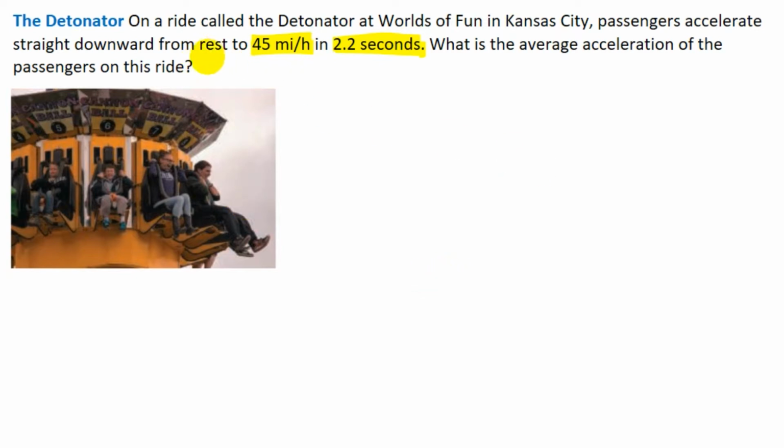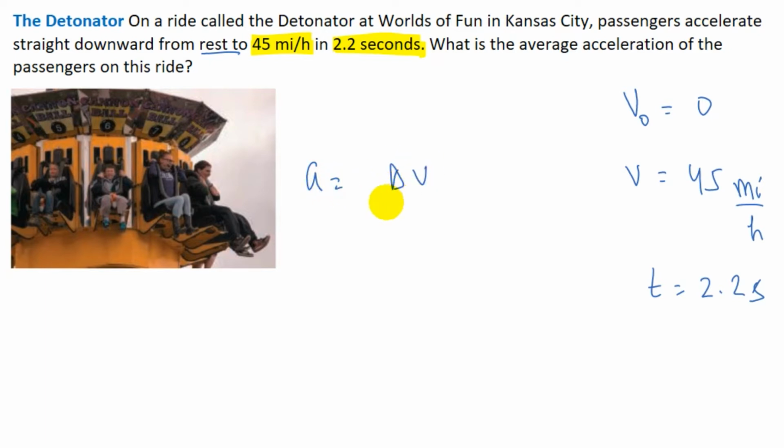We are given that it starts from rest, so initial velocity V0 we can equate to 0. The final velocity becomes 45 miles per hour. And the time it took to achieve this velocity is 2.2 seconds. Now acceleration, we know it is delta V over delta T. This we have studied earlier. This is the average acceleration. So V final minus V initial divided by T final minus T initial.